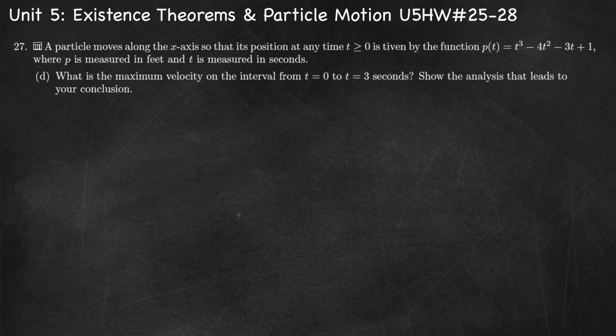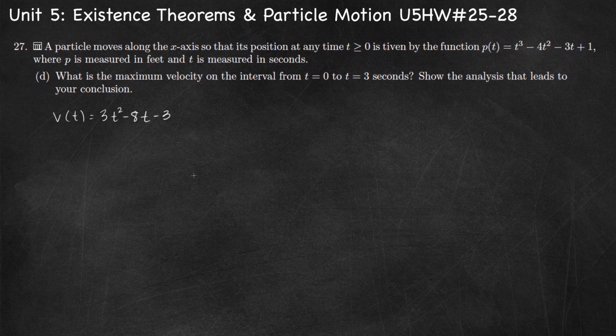Part D, what is the maximum velocity on the interval from t equals 0 to t equals 3 seconds? Show the analysis that leads to your conclusion. Maximum velocity. So our velocity equation, let me write that again, velocity equation, 3t squared minus 8t minus 3. We just want to know where this has a maximum on the interval from 0 to 3. So we can graph this and see where it has a max. Or we could say, well, that would be wherever the derivative of this changes from positive to negative. So that's two different ways you can approach this problem.